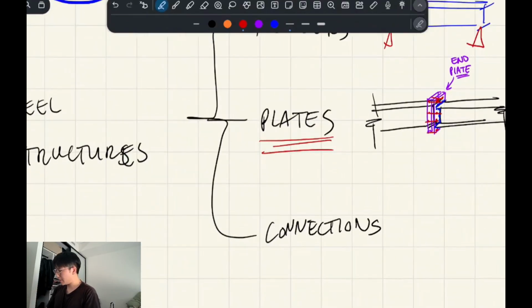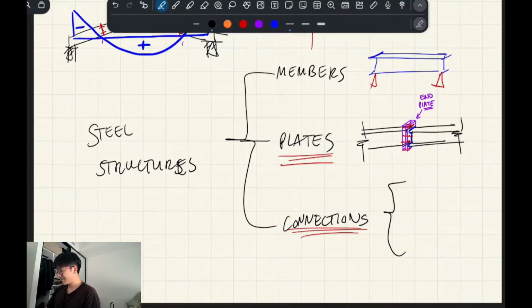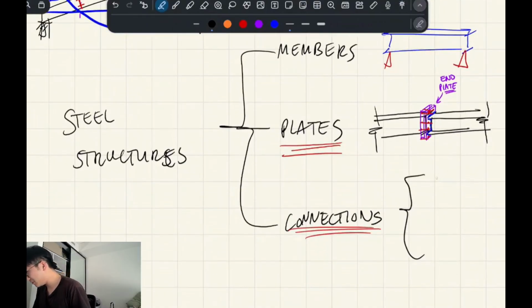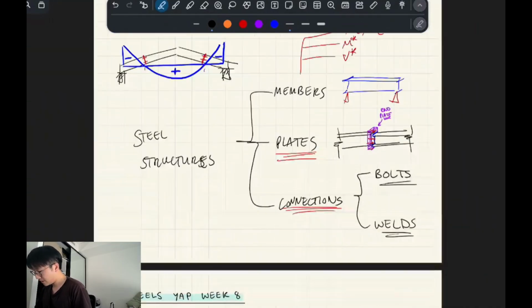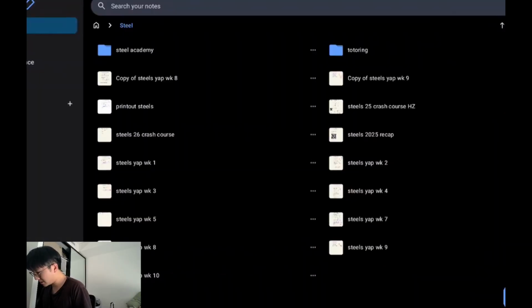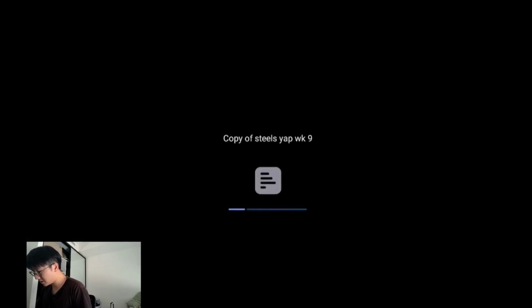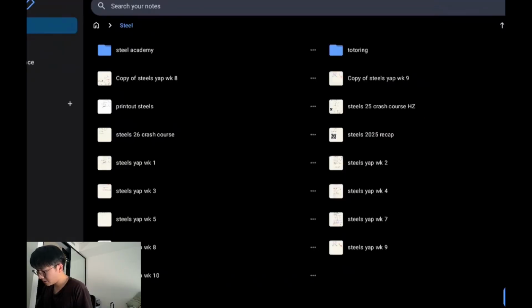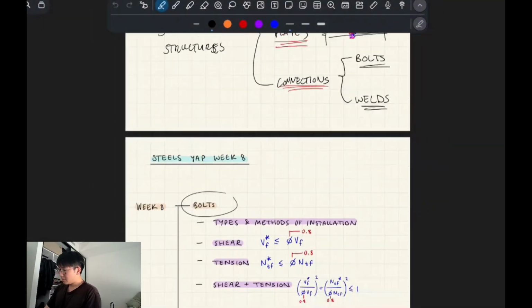So, anyway, back to the connections. I did a huge tangent, but what I'm trying to get at is today we're going to be talking about bolts, and we're going to be talking about welds. In this set of my notes, we're talking about bolts, and then also in today's video, I'm going to be talking about welds, which is the week 9 set of notes. So let's talk about bolts first.